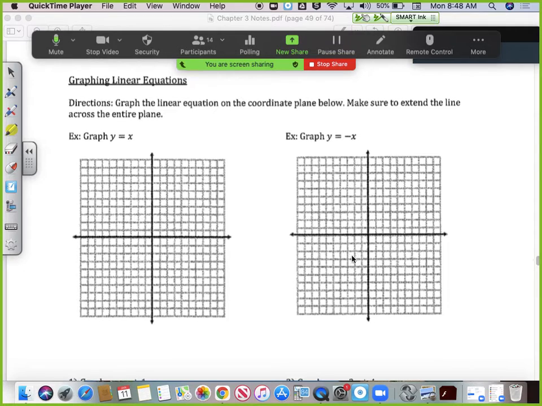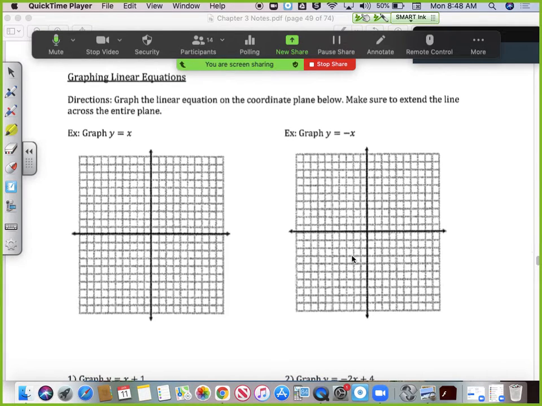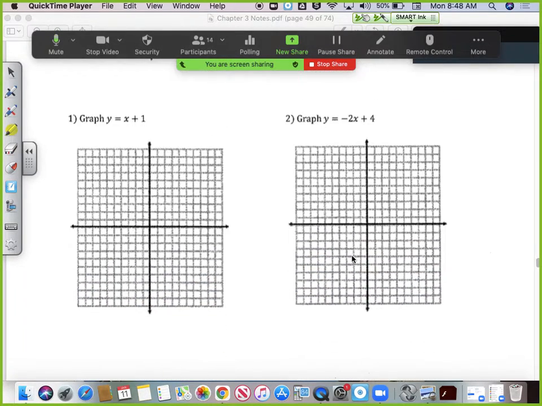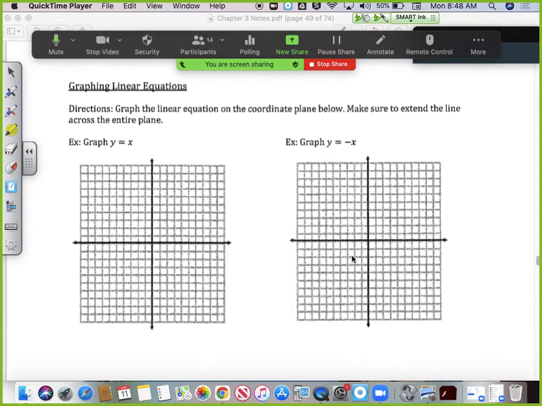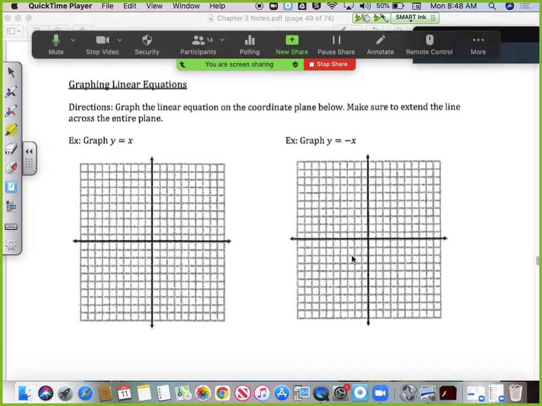Okay, so what we are going to do now is continue graphing linear equations. All of these equations are in slope-intercept form. So let's start here with these examples. I'm going to have you guys try a couple on your own. So the directions are graph the linear equations on the coordinate planes below. Make sure to extend the line across the whole plane, meaning draw the points. You only need 2, but then you should extend it all the way through so that it covers the whole graph. So the first equation is y equals x.